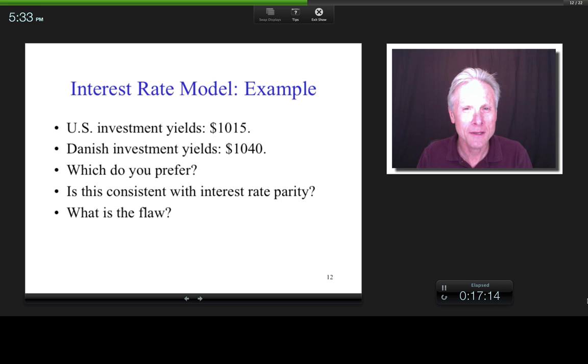Remember when we took that krona that we had in 6 months and we converted it back into dollars? What exchange rate did we use? We used the current exchange rate, right? And what exchange rate should we use? Well, we should be using, on day 0 when we enter into this, the market's expected exchange rate in 6 months.